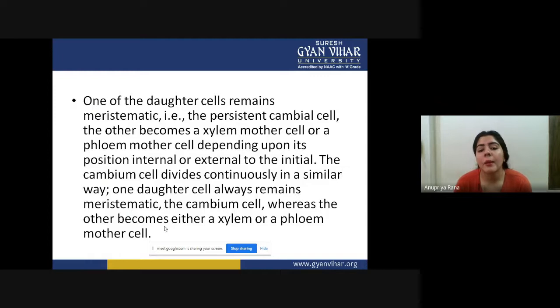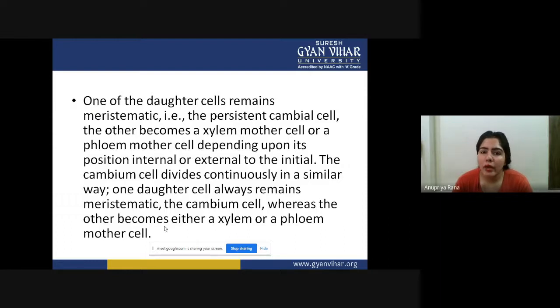They are the mother cells of xylem and phloem. So the cambium cells divide continuously in a similar way. One daughter cell always remains meristematic, the cambium cell, whereas the other becomes either a xylem or a phloem mother cell. So this happens whenever the cambium divides.